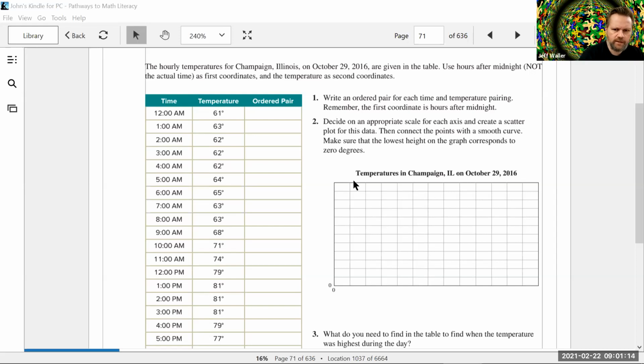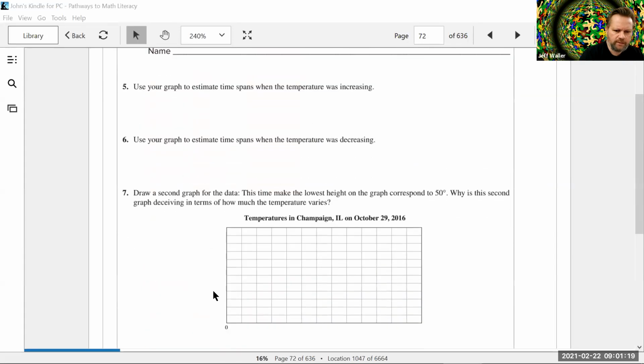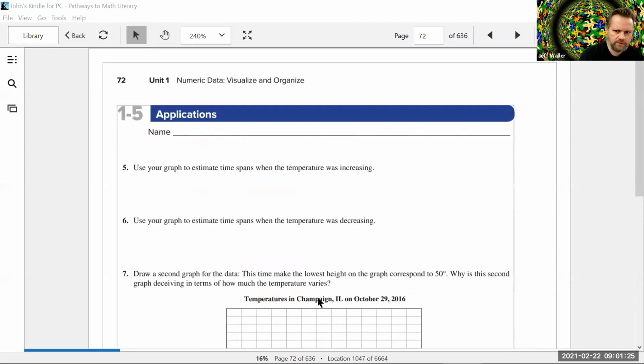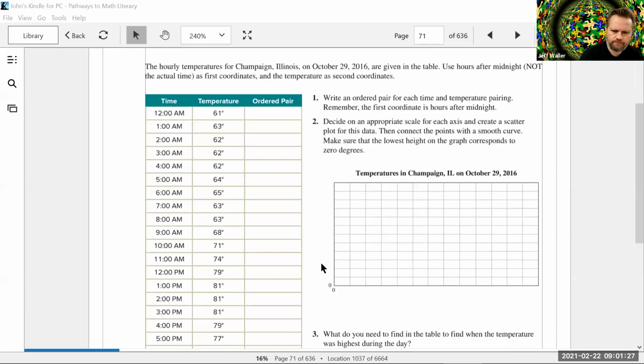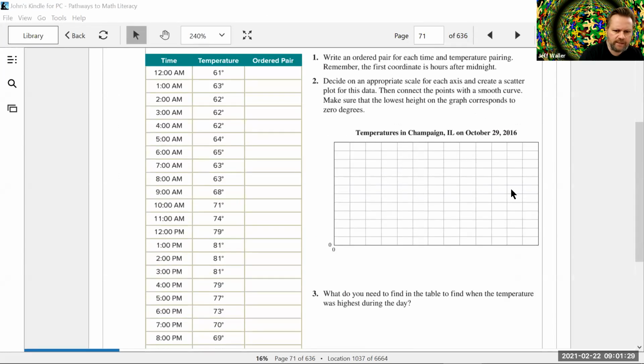I understand. And then, of course, the difference between number 2 and number 7 is that number 7, they want you to start at 50 degrees here. And number 2, they want you to start at 0. So it's going to be the same data, just one of them is going to be smushed and the other one's going to be stretched out. Good thing I got some graph paper.